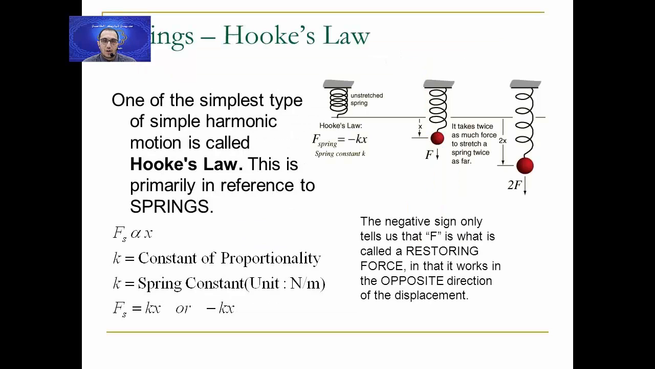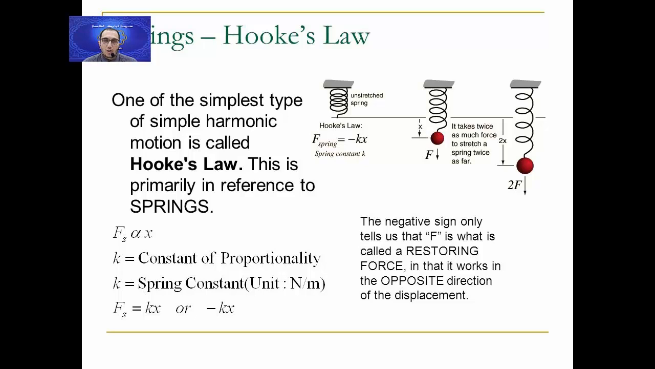In more detail, look at this diagram. We find the first one, where the spring is unstretched. F of the spring equals negative kx, where k is the spring constant. When we pull it down by displacement x, we find that the force equals F. But if we double the displacement x and it becomes 2x, the force will also be 2F. It means that it's directly proportional.